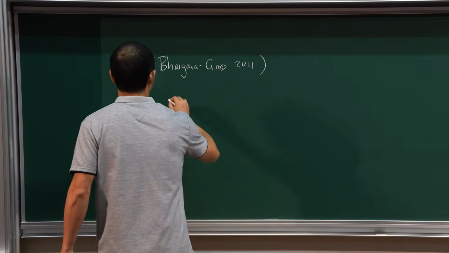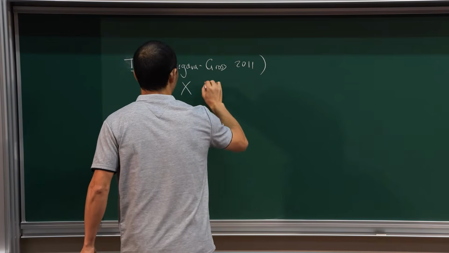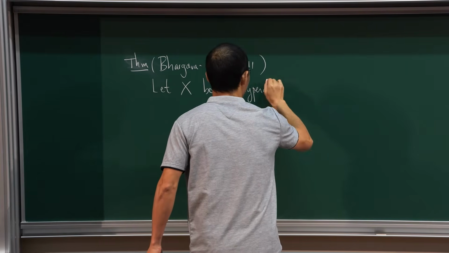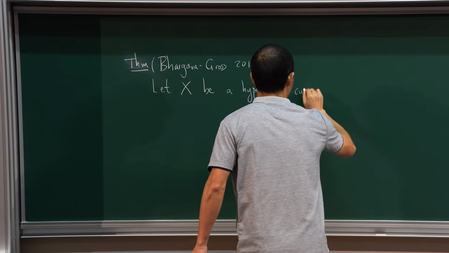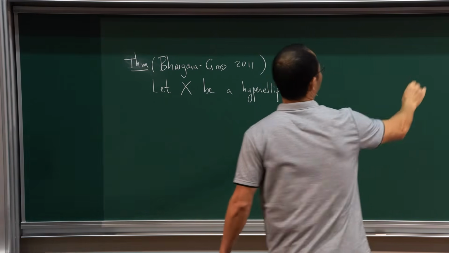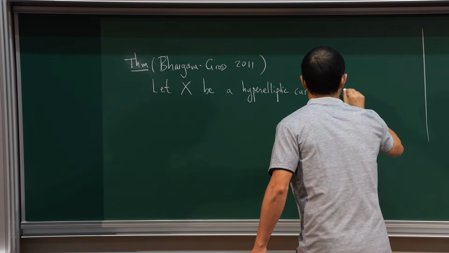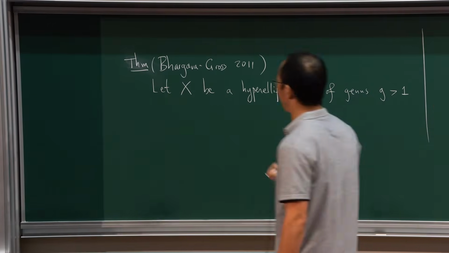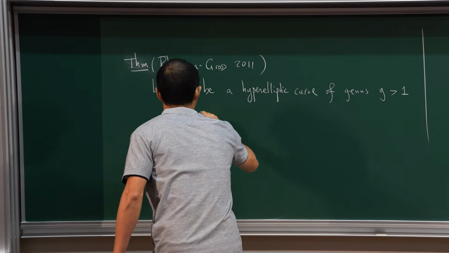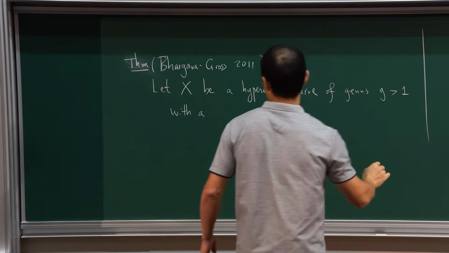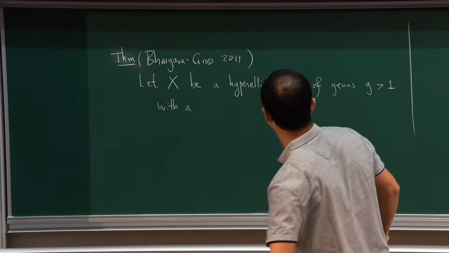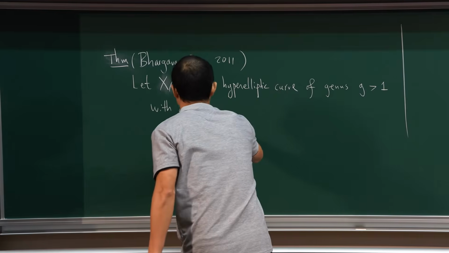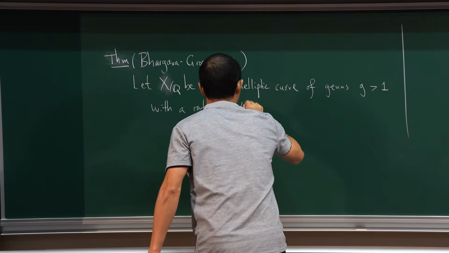So let X be a hyperelliptic curve of genus g greater than 1, over Q, with a rational Weierstrass point.